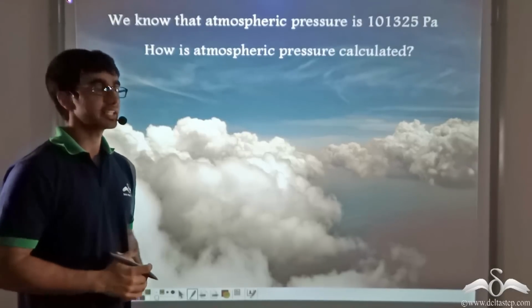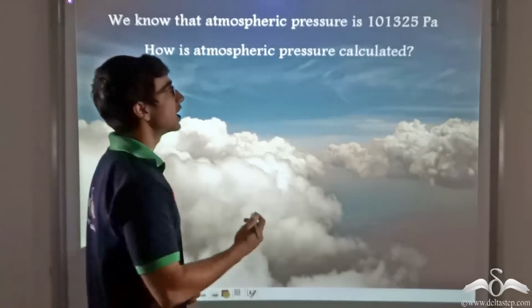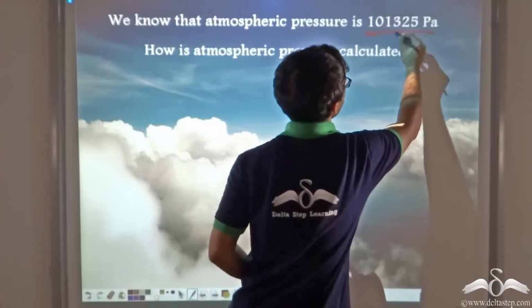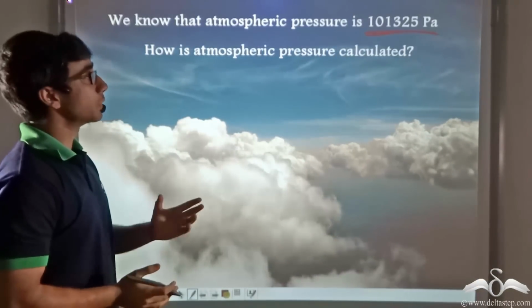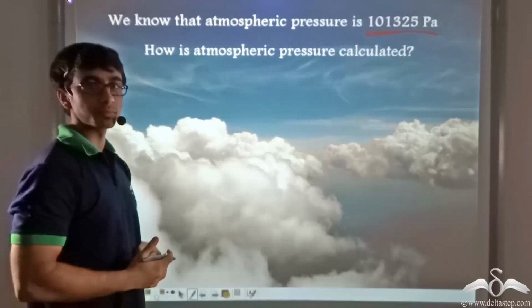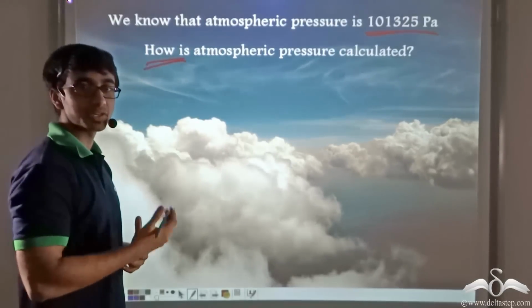We have seen in our previous lecture that atmospheric pressure is equal to 101,325 pascals. Now it is quite a significant amount. But where do you think this figure is actually coming from? Or in other words, how do you think the atmospheric pressure is calculated?